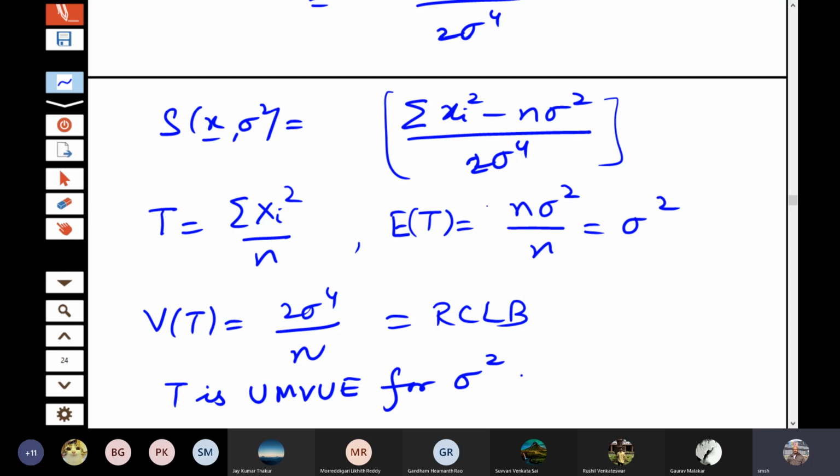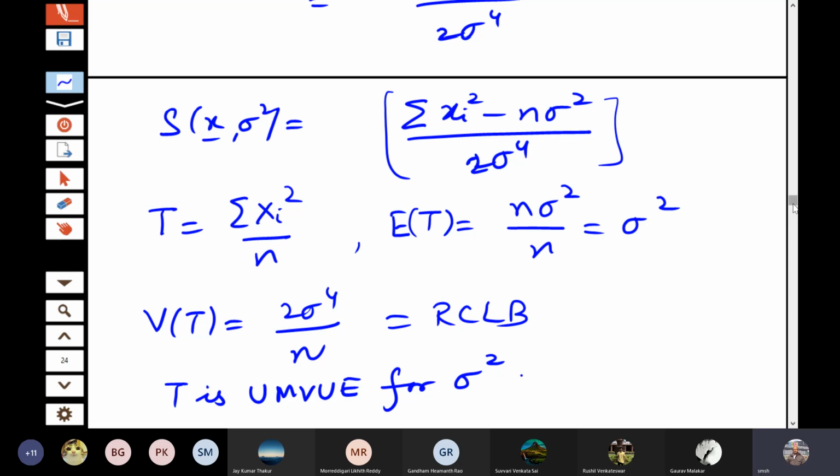Now it may happen that in a given problem, none of the estimators has variance equal to the lower bound. So then how do you get the minimum variance unbiased estimator? I will talk about those methods later on. But at least in the standard problems, you are able to get the result here.